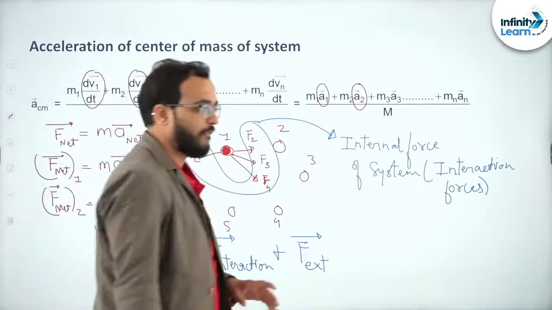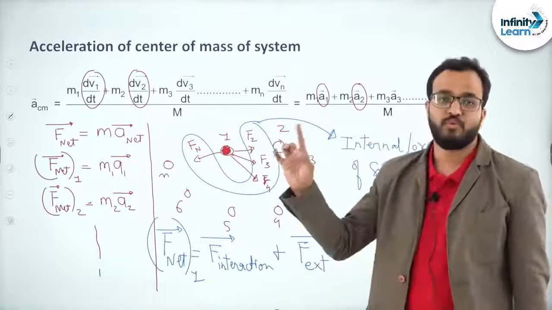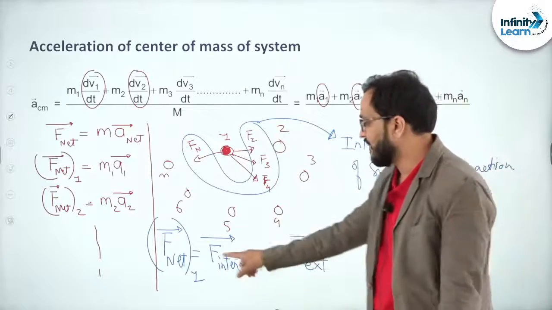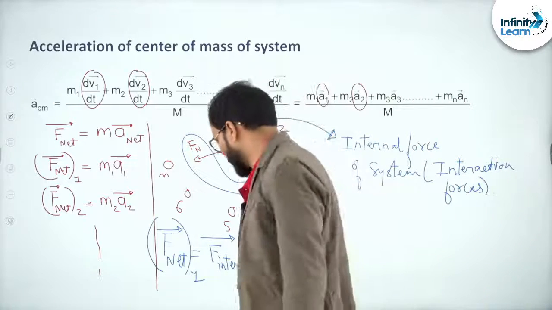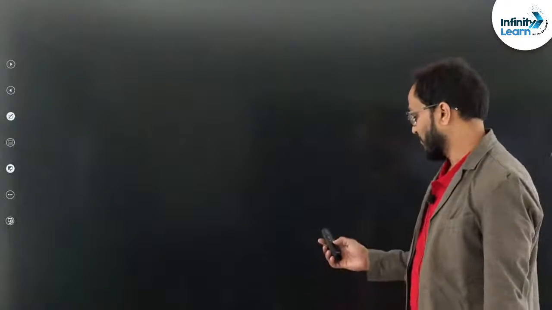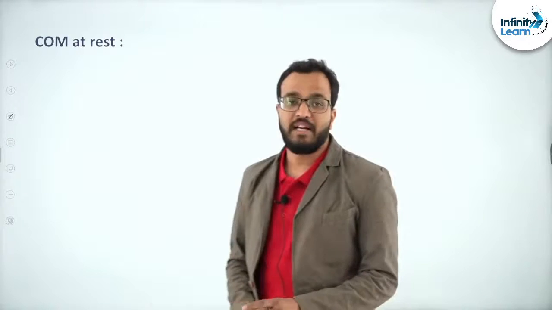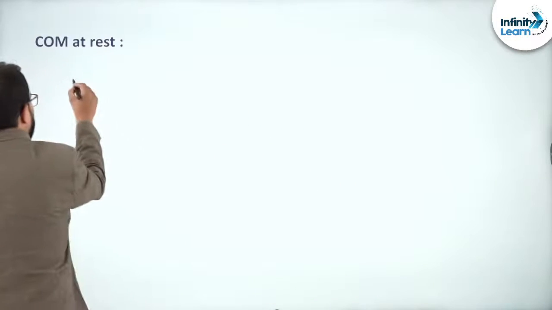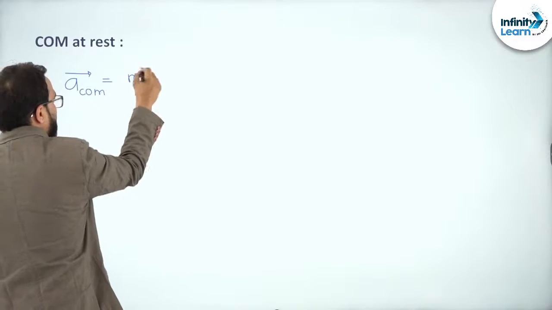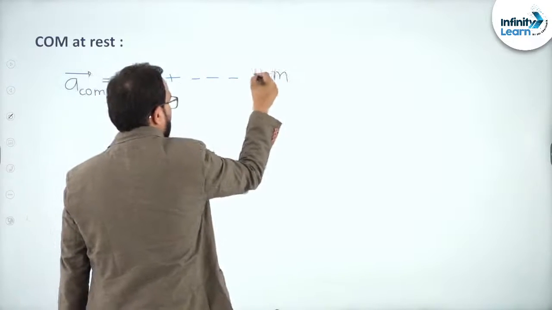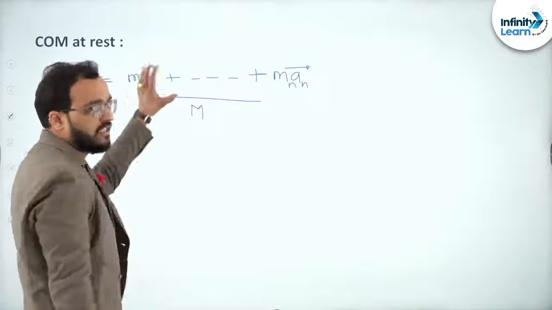Do you understand this, students? So when I am talking about particle number 1, this is the net force acting on particle number 1, due to the other n minus 1 particles. Right. Now what I am trying to figure out here is, if acceleration of center of mass is given by m1 a1 up till mn an upon total mass m, then what does it actually mean?